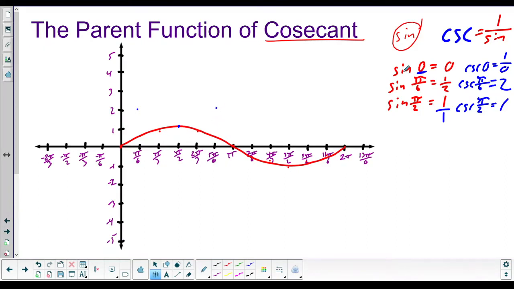And then when sine is at 0, 1 divided by 0 is undefined. Anytime you have undefined, what that means is you have a vertical asymptote. So we're going to have our vertical asymptote, let's make it blue, anytime it crosses the x-axis. So here, here, and here.